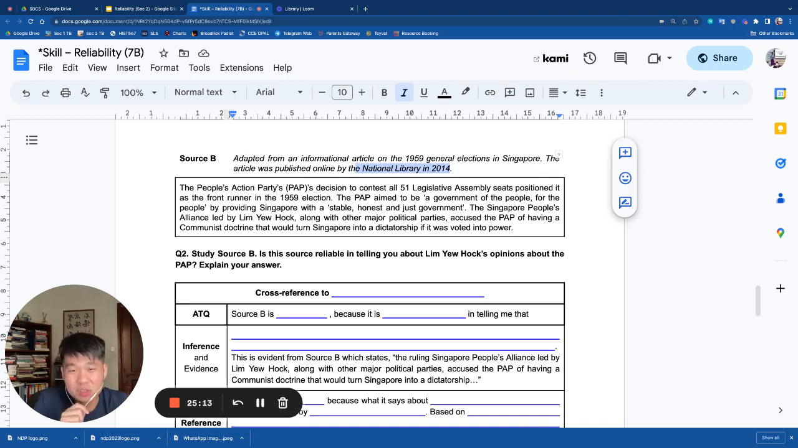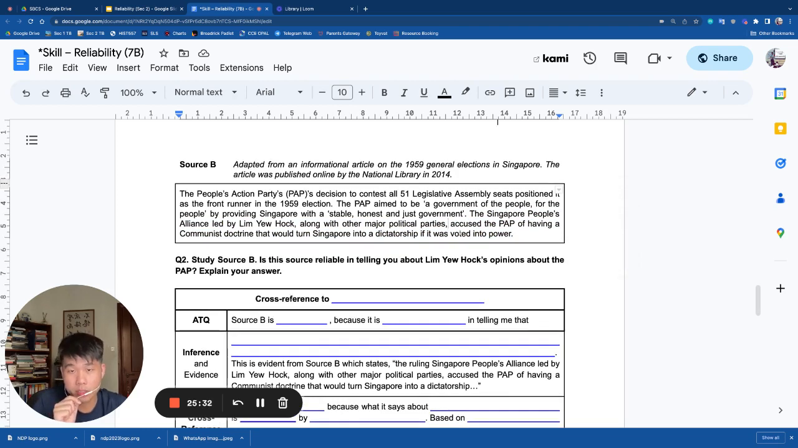The PAP's decision to contest all 51 seats positioned it as a front runner in the 1959 election. The PAP aimed to be a government of the people, for the people, providing Singapore a stable, honest, just government. The Singapore People's Alliance, led by Lim Yew Hock, accused the PAP of having a communist doctrine that would turn Singapore into a dictatorship if it was voted into power. Okay, great. Study source B. Is this source reliable? The command word is reliable in telling you about Lim Yew Hock's opinions about the PAP.